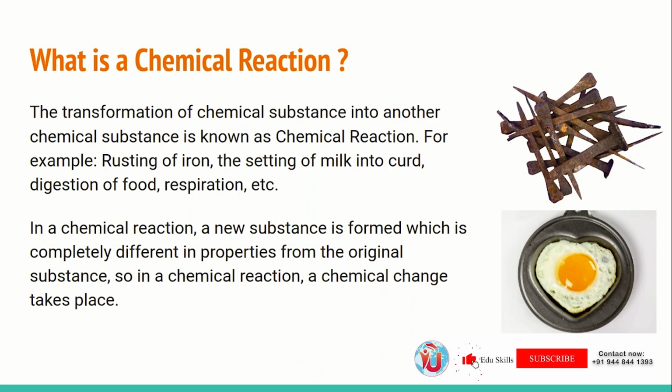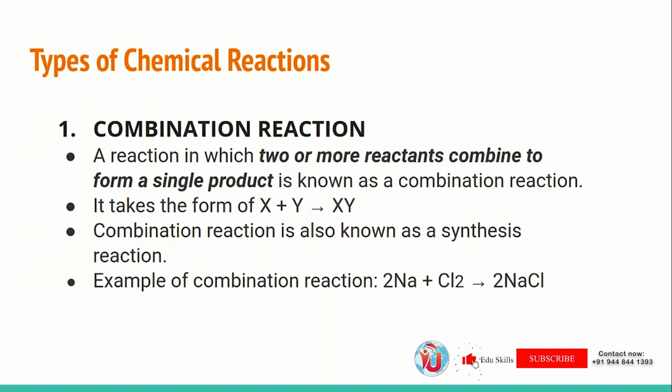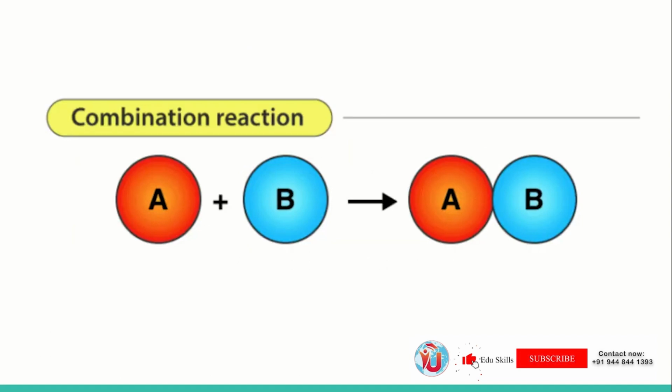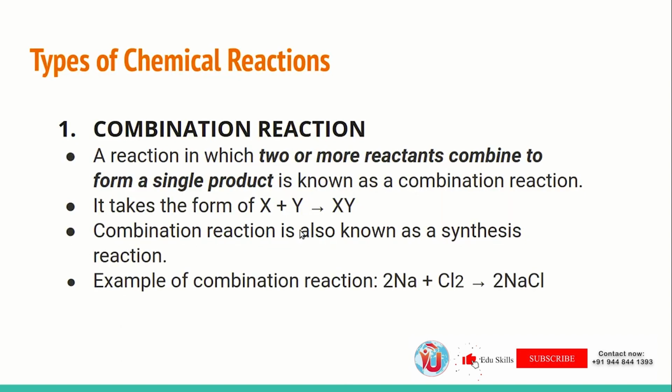Now, let us look at the different types of chemical reaction. First one is a combination reaction. A reaction in which a single product is formed from 2 or more reactants is known as a combination reaction. That is, 2 or more reactants combine to form a single product. It takes the form X plus Y gives XY. That is, we have 2 simple reactants A and B, which combine to form a single product AB. So combination reaction is also known as a synthesis reaction.